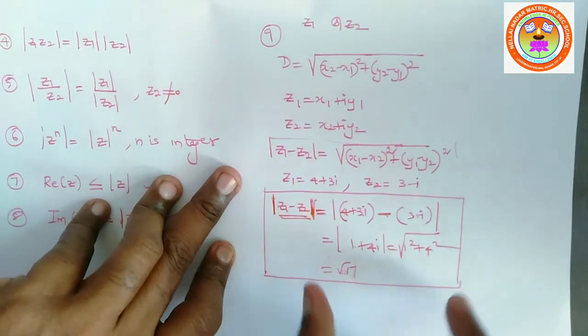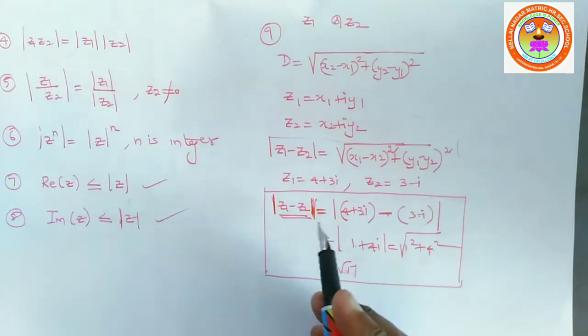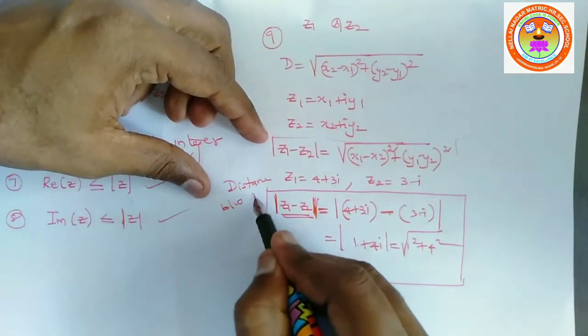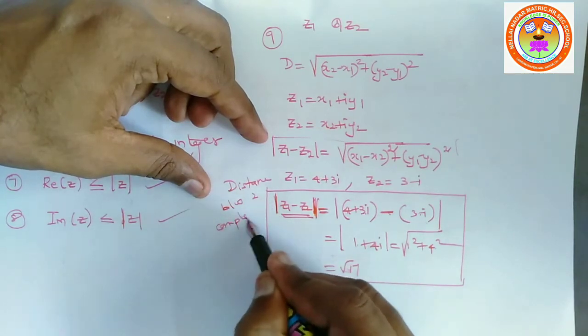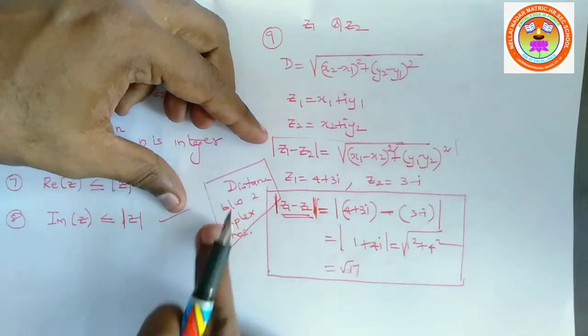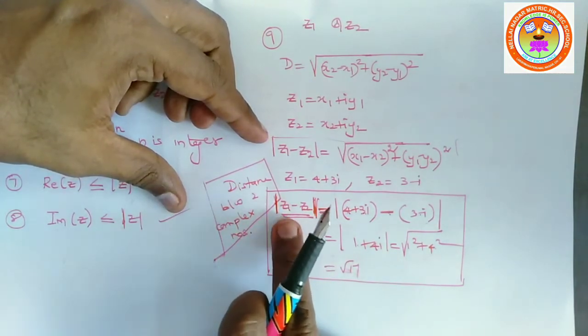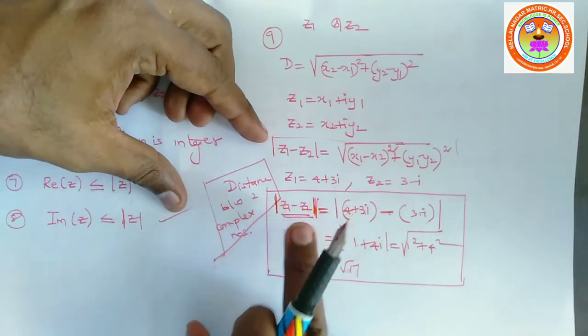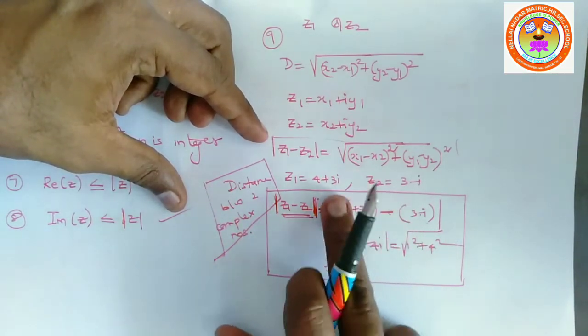This procedure, Z1 minus Z2, gives the distance between two complex numbers. Very, very important. The distance between two complex numbers is the modulus of Z1 minus Z2; you need to put the modulus of Z1 minus Z2.